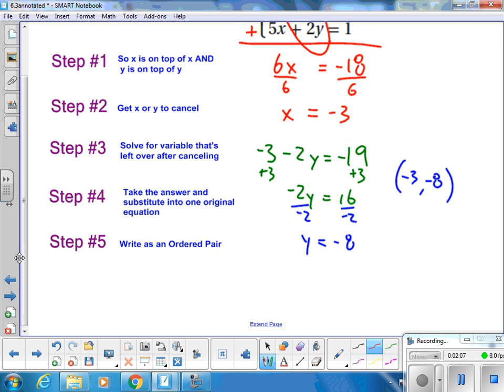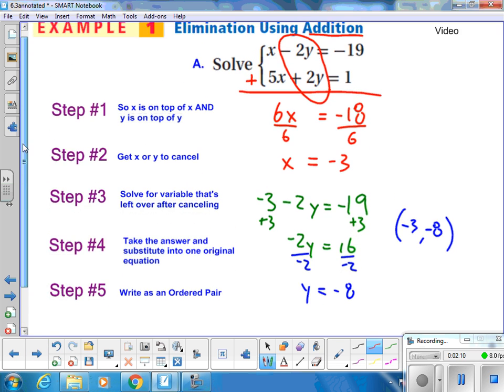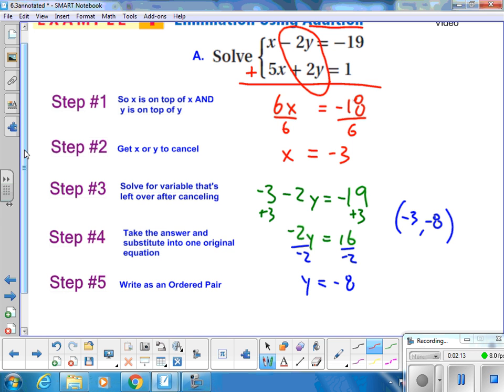Now, I ran into a situation where I wasn't sure, so I'm going to go ahead and check it. Let's do that. Let's check this out. My cord's too short. There we go. My leash is now longer. All right, I'm going to plug this in. So negative 3, so x is negative 3. Minus 2 times negative 8. I should get negative 19. And so I have negative 3 minus 16. And I did get negative 19. So this is my solution.